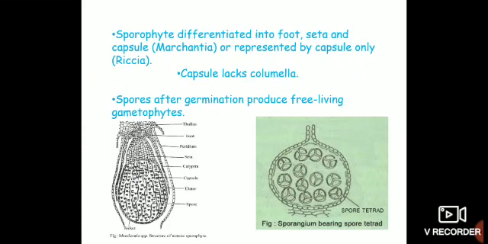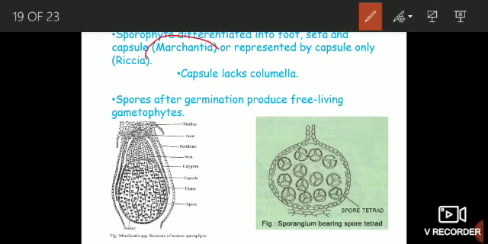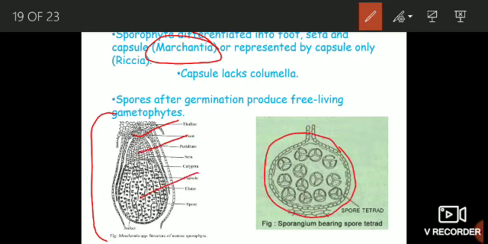Now their sporophyte. The sporophyte in case of these liverworts is either constituted of foot, seta and capsule. Example is Marchantia. In some liverworts, the sporophyte is divided into foot, seta and capsule. And in some cases, for example Riccia, it is only constituted of capsule. There is no foot and seta. And one more thing that you have to remember is that in the sporophytes of liverworts, the columella is absent. Columella means central sterile tissue.